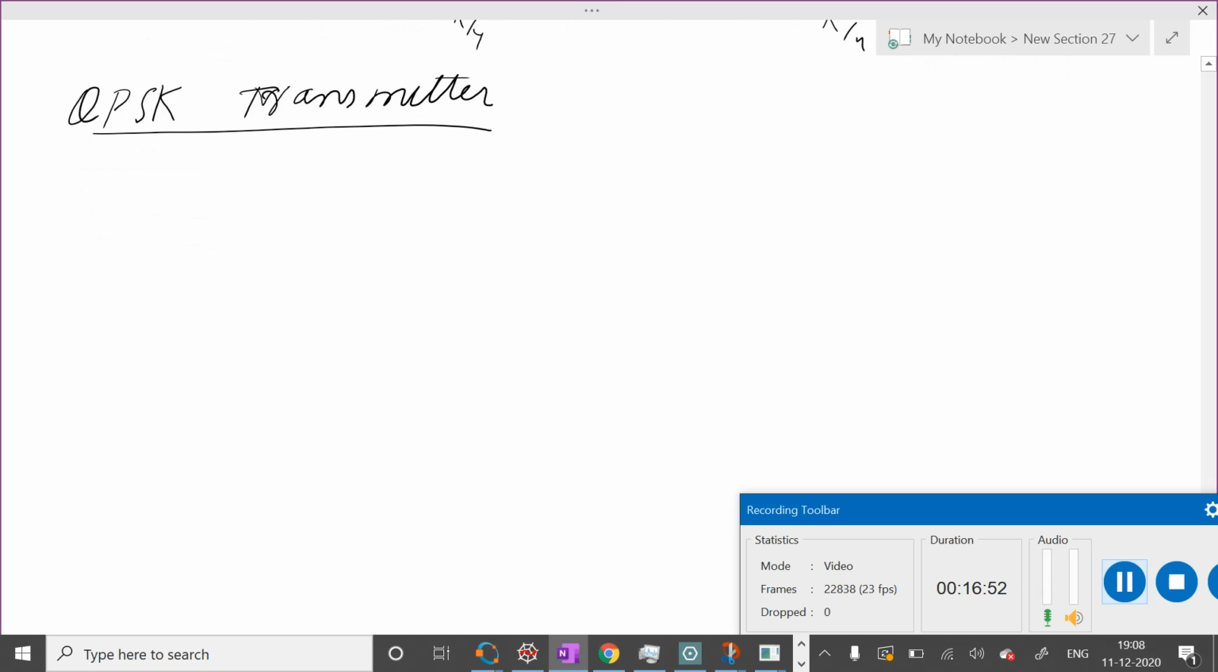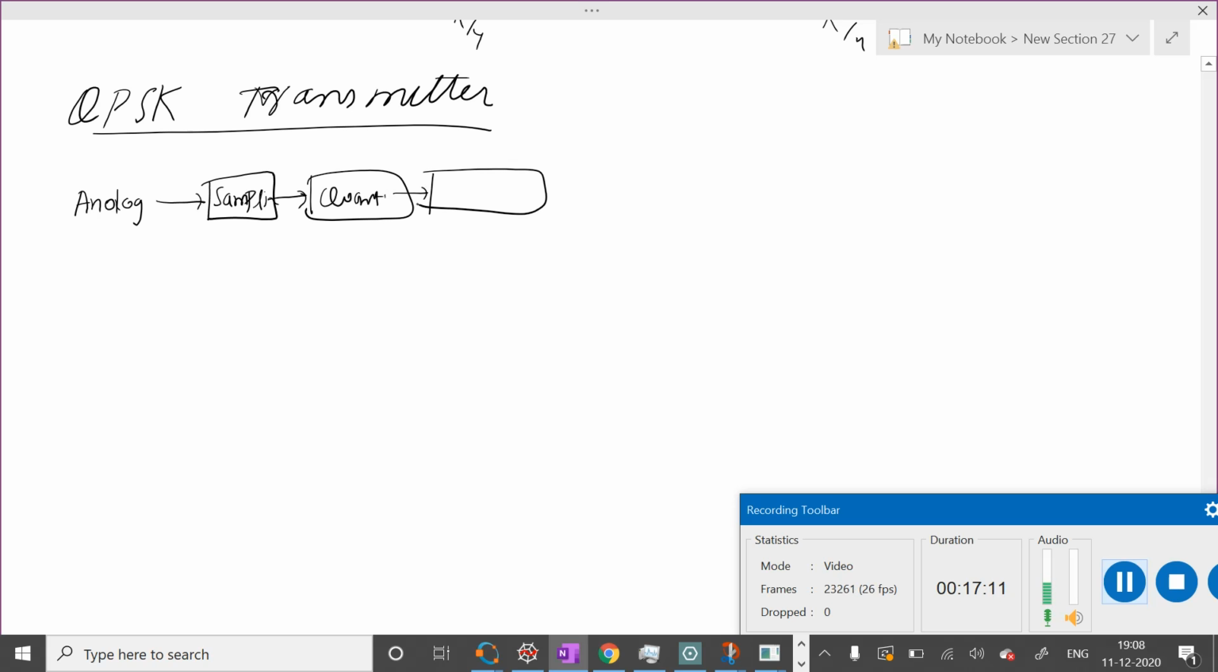Now see, I am omitting those steps. What steps? You may have an analog signal, then you do the sampling, then you may do quantization. By the way, quantization is actually analog to digital conversion. And then you do PCM. So with all these things, we have a binary sequence. So we start as if we have a binary sequence.